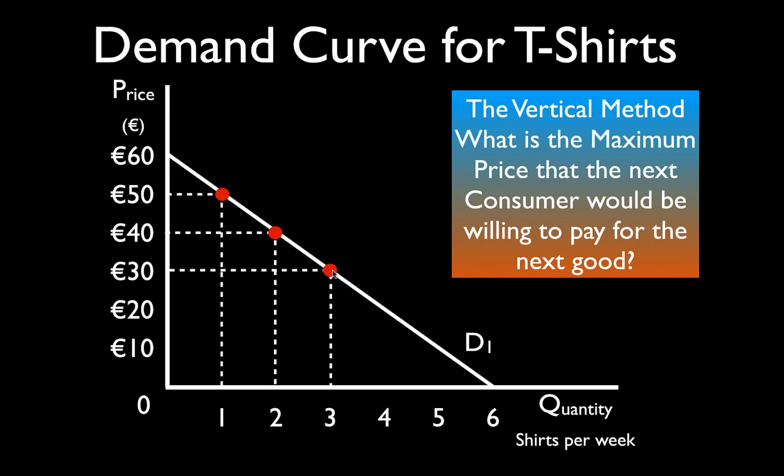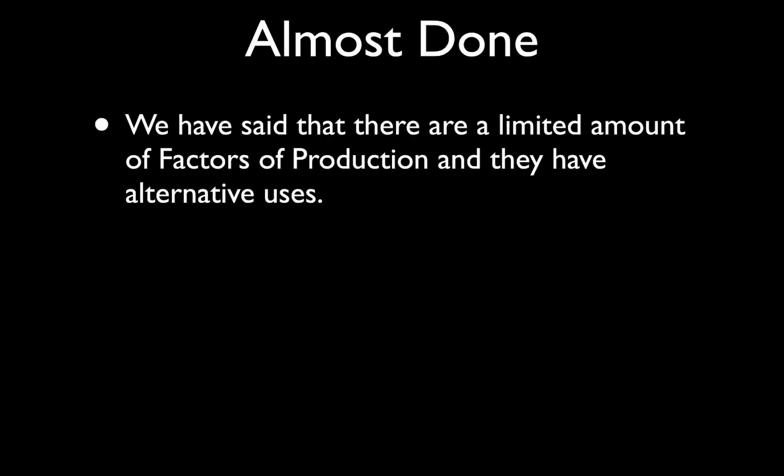Now don't forget, if the price was 30, the first person would buy it and get extra benefit, more on that in a later video. The second would buy it and get extra benefit, and the third person would be indifferent. They would buy it or not buy it. Okay, now, almost done. So we have said that there's, now I really need to go back here.